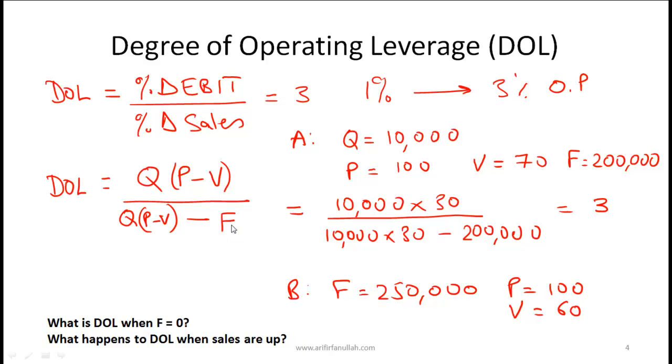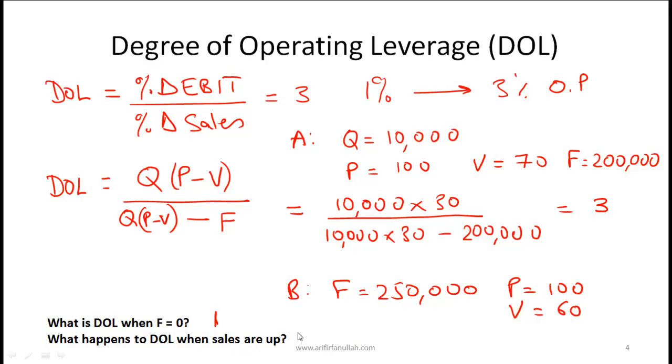So if we have no fixed costs, F is 0, and then you notice that degree of operating leverage simply becomes 1, which essentially means that if there is no fixed cost, then there is no leverage. What happens to degree of operating leverage when sales go up?